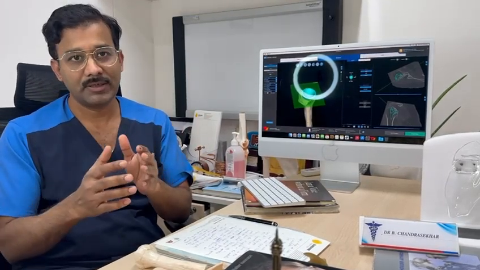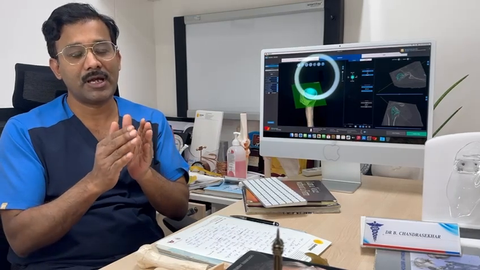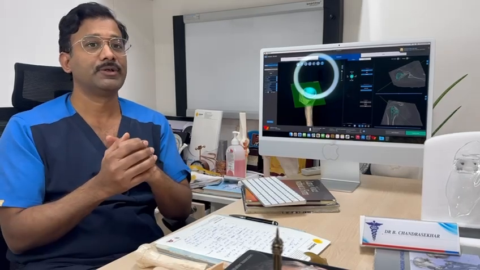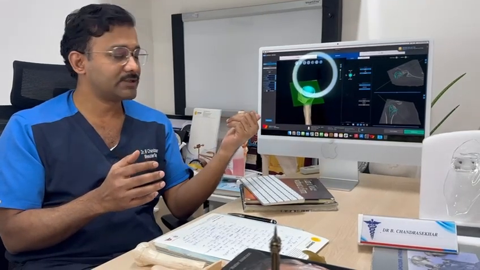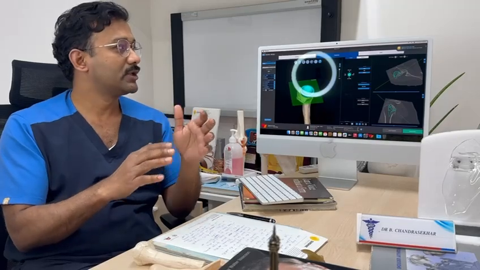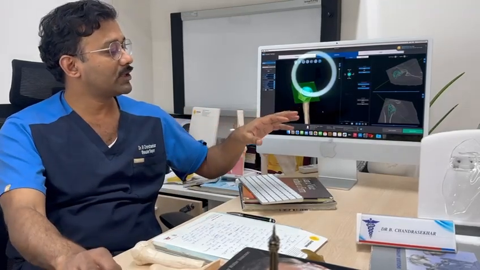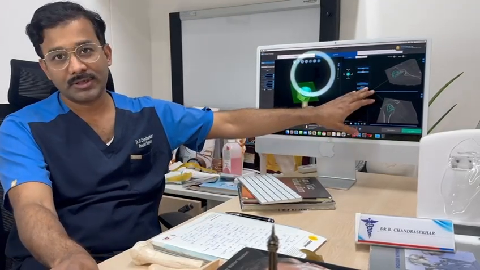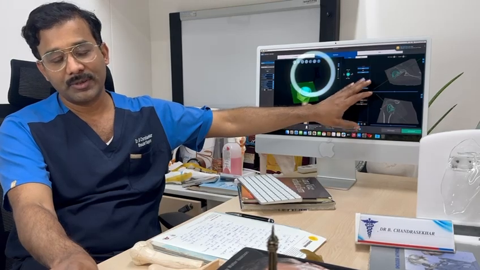It doesn't matter. Usually females, elderly females, have weaker and thinner bones, so sometimes we have difficulty in choosing the size for them. With this technology, I can choose the sizes and positions, and in fact, how much bone to be cut and how much bone to be preserved based on this software.